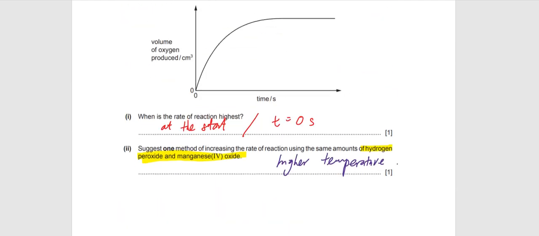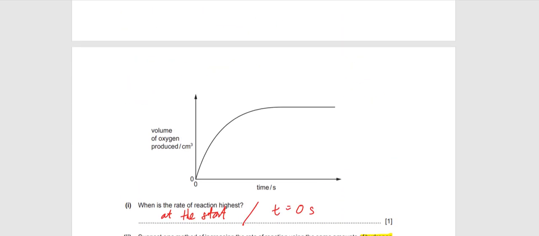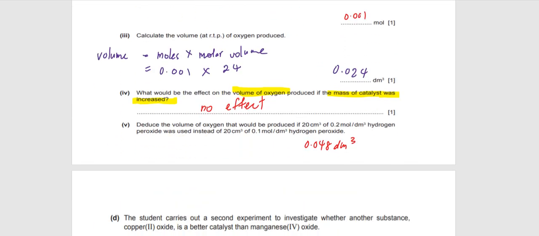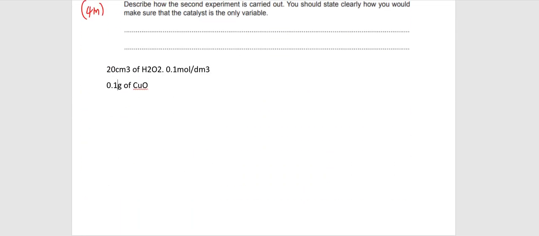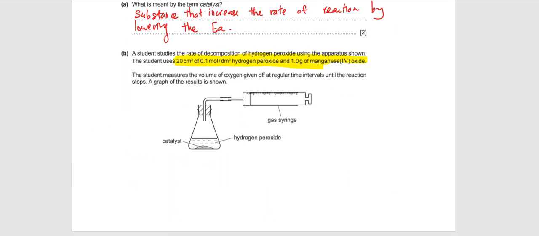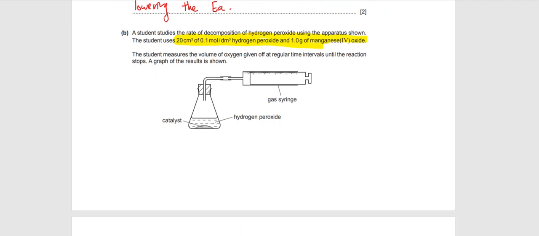You can only change the catalyst. Over here they already put 20, 0.1 and 1.0 gram of copper oxide. So the catalyst is the only variable. Then what you must talk about is that everything else must be the same. A student measures the volume of oxygen given off at regular time intervals.